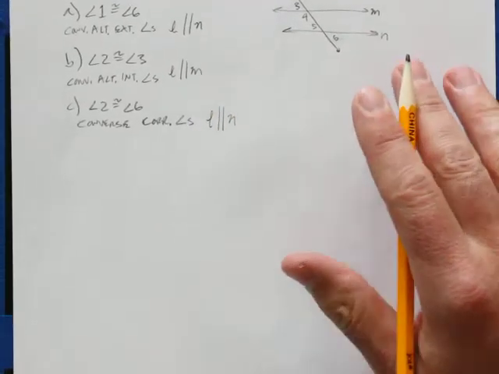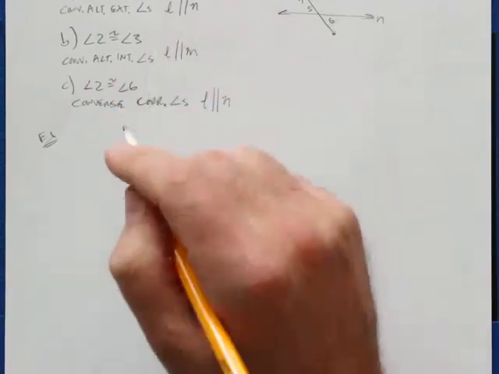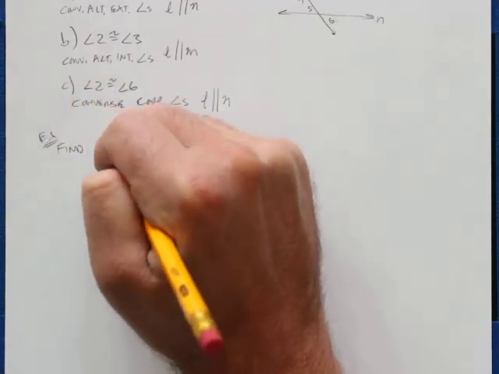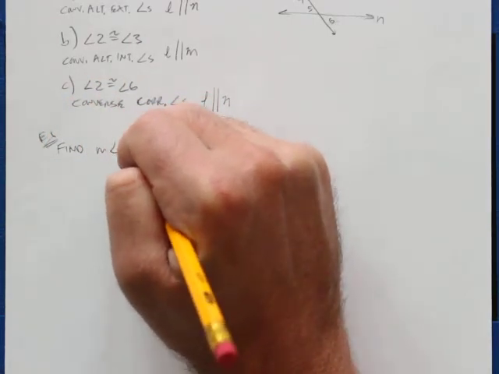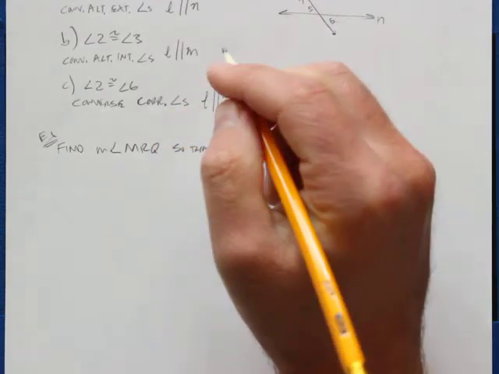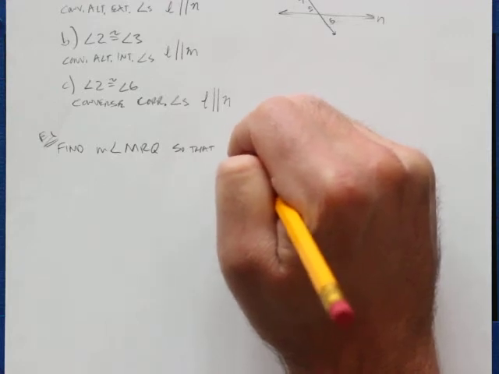All right, let's do another example. Let's see what we got going on next. Find the measure of angle MRQ so that line A is parallel to line B.